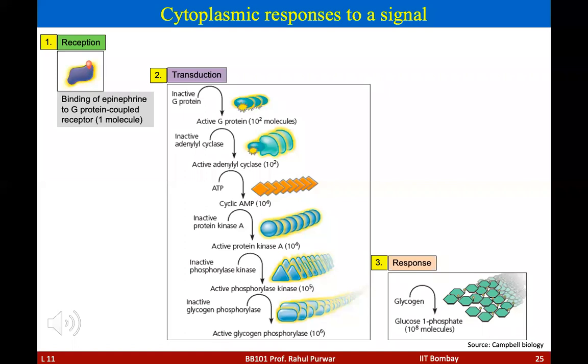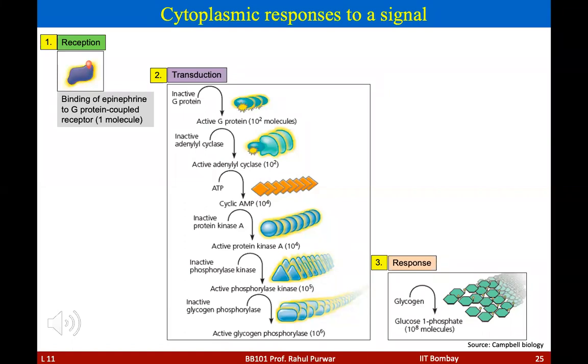Basically, that's the response of the cell: it activates glycogen phosphorylase, the enzyme which will go to its substrate glycogen and make a lot of glucose 1-phosphate. That's the response of the cell. That means the cell wanted more energy in the form of glucose, and the body already had glycogen, which is stored food, and this glycogen needed to be changed into glucose so that the body can get more energy, and that is the response of the body.